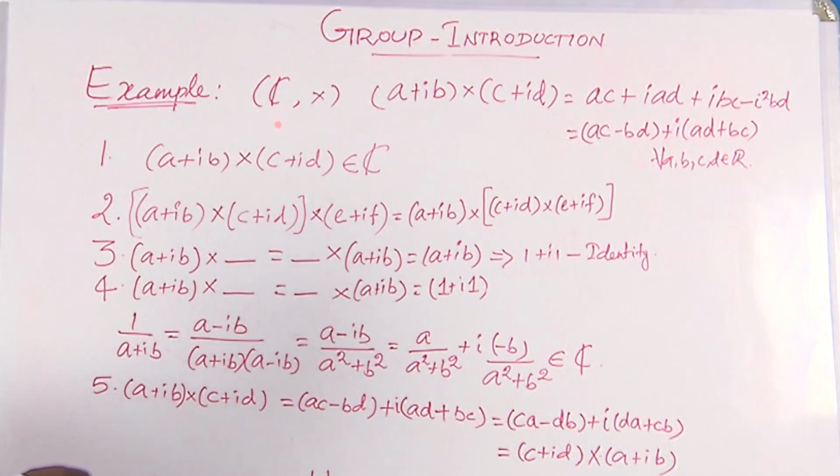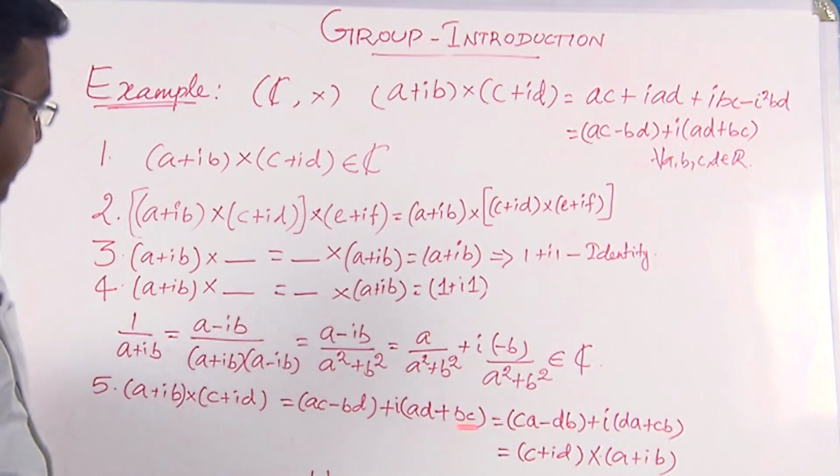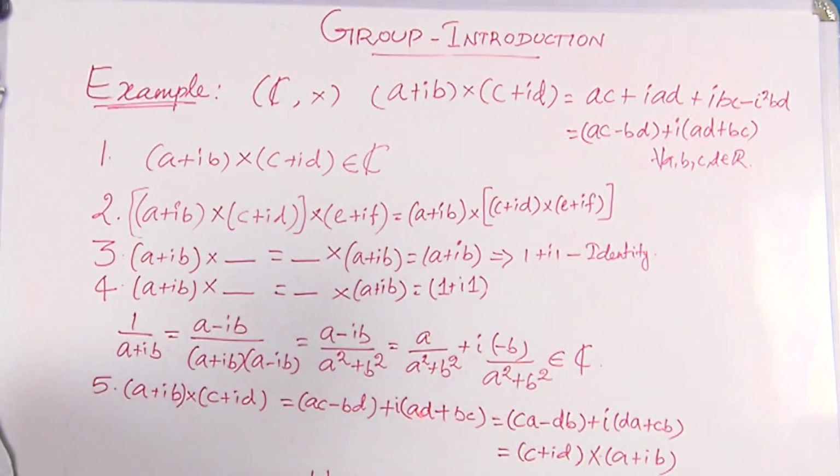So, this is a group, and finally, we verify the commutative property. a plus ib into c plus id is ac minus bd plus i into ad plus bc, by the definition of the product of complex numbers, which is equal to, now I have changed this to ac and ca because a and c are elements of the real numbers. So, I can change a and c, therefore, ac equals ca minus bd plus, and again I change ad by da plus cb.